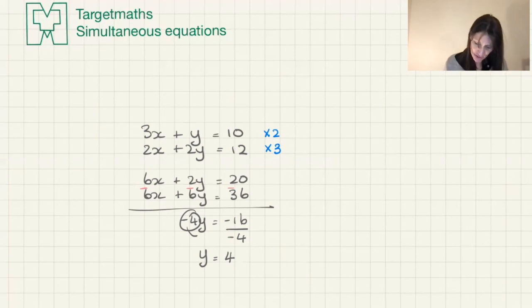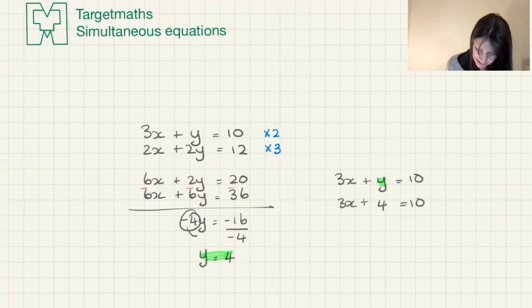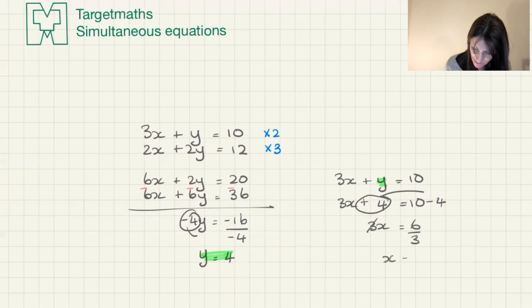Okay, I'm going to choose the top one. So I've got 3x plus y equaling 10. I know that my y is 4. So that y there is 4. And now I have to work out the x. So that's going to land as minus 4. I've got 3x equaling 6. Divide through by that 3, and x is equal to 2.